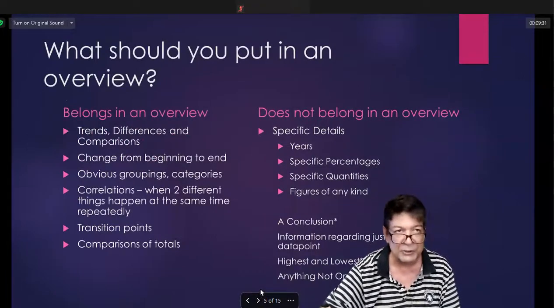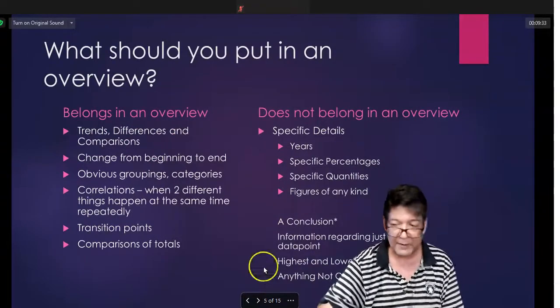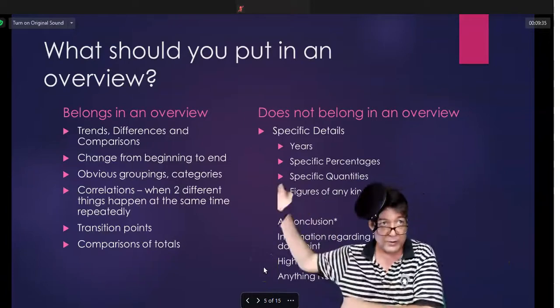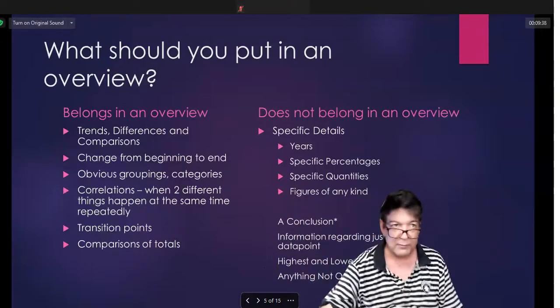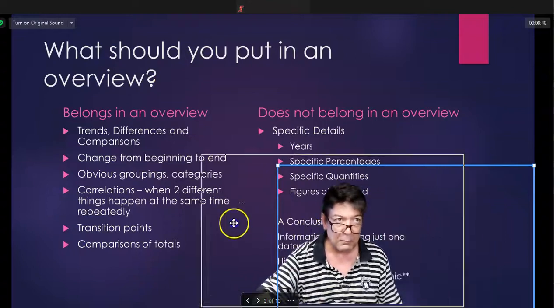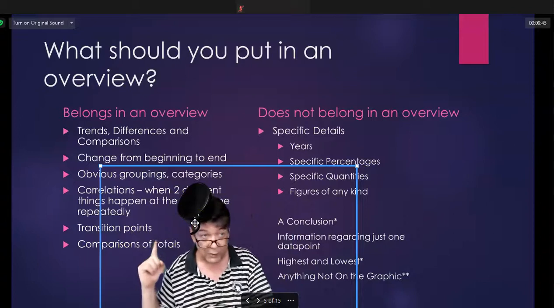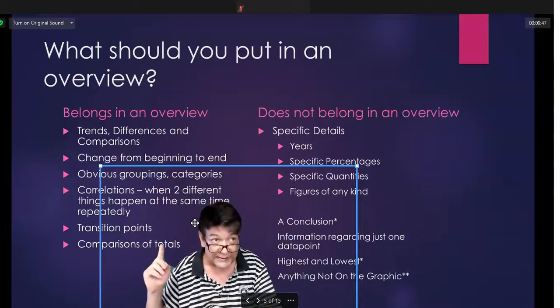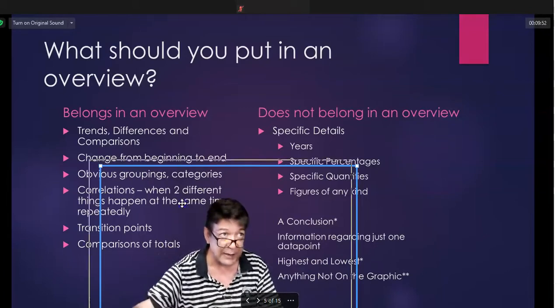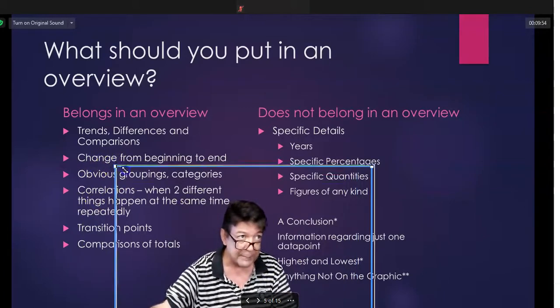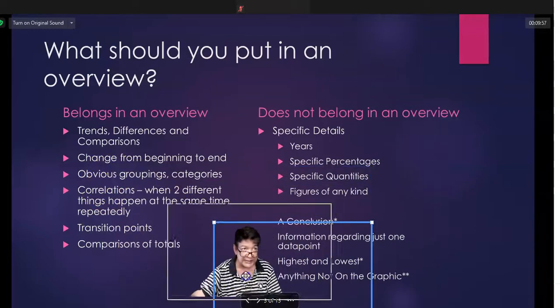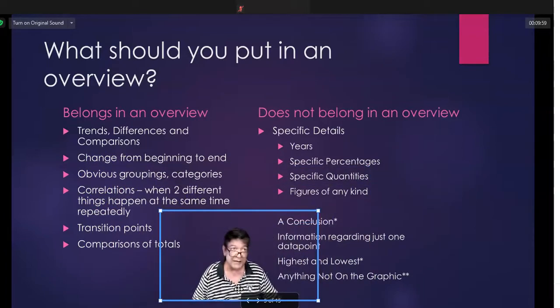Okay, so what belongs in an overview and what does not? Don't put all of these things in your overview, but if it's not one of these, it doesn't go there. Okay? Trends, differences, and comparisons. Changes that you can see from the beginning to the end of the time period. Okay. Obvious groupings or categories.